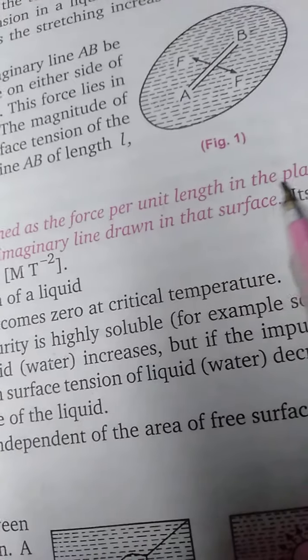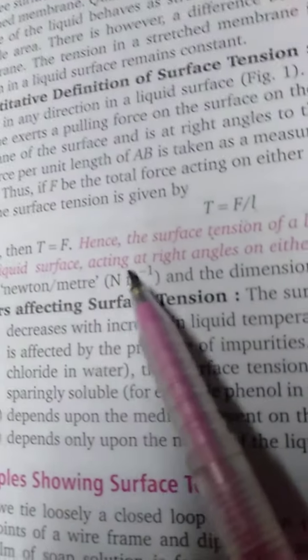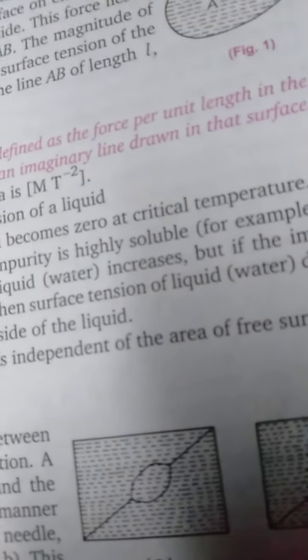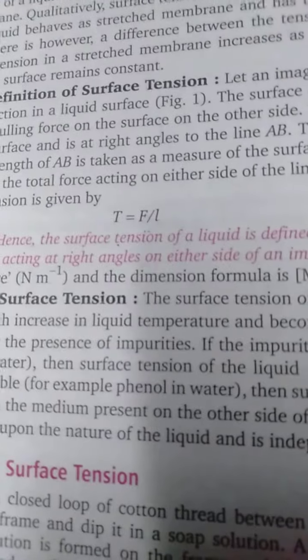Hence surface tension is defined as the force per unit length in the plane of the liquid surface acting at right angles on either side of the imaginary line drawn on that surface. This is the formula. The unit will be Newton per meter and the dimension will be MT to the power minus 2. Now let us see one example.